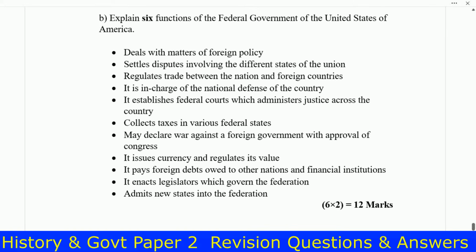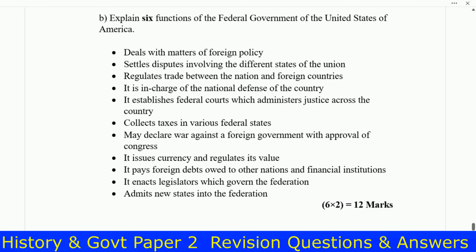Number 3, regulates trade between the nation and foreign countries. Next, it is in charge of the national defense of the country. Next, it establishes federal courts which administer justice across the country. Next, collects taxes in various federal states. Next, declares war against foreign governments with the approval of Congress. Next, it issues currency and regulates its value. Next, it pays foreign debts owed to other nations and financial institutions.